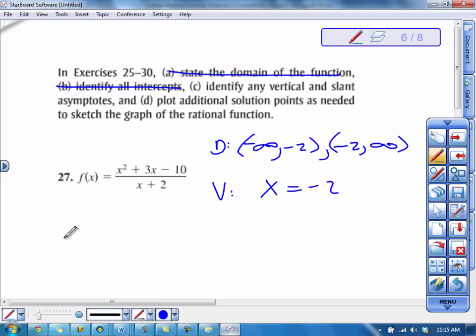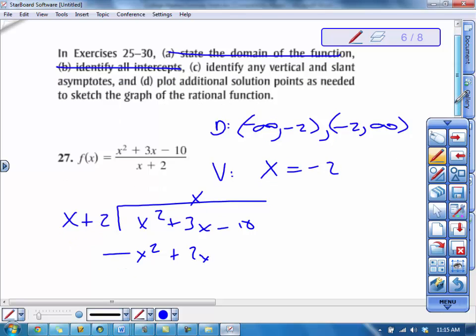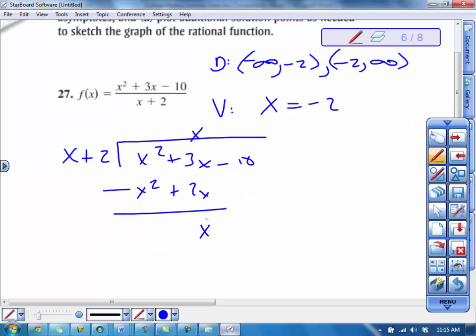Now, I'll do synthetic division instead of long. Well, I'll just do long division again. It doesn't matter. But x squared plus 3x minus 10. So what would I multiply by x to get x squared? That'd be x. Follow through, and then subtract. That gives me just x left over.